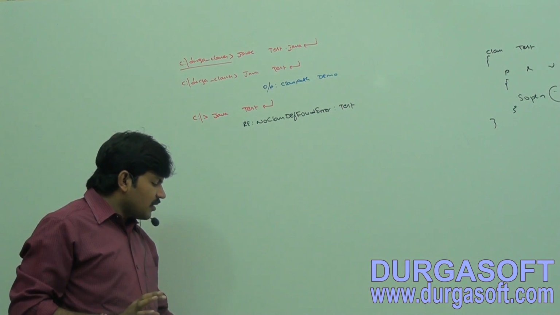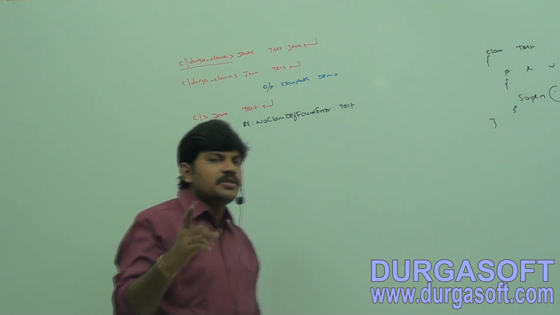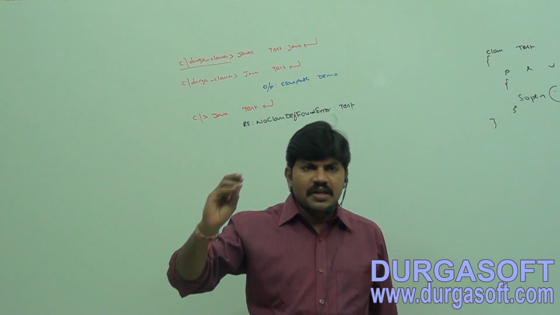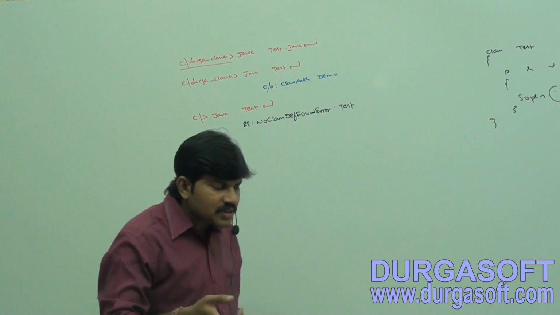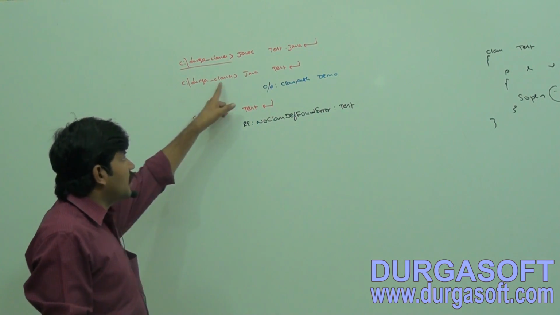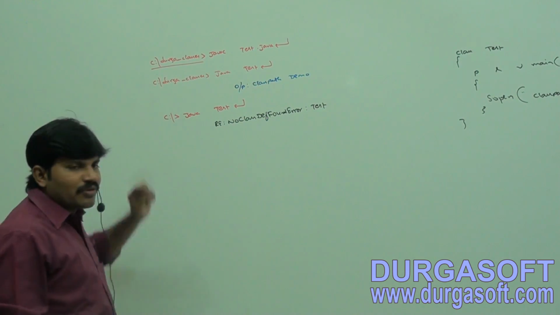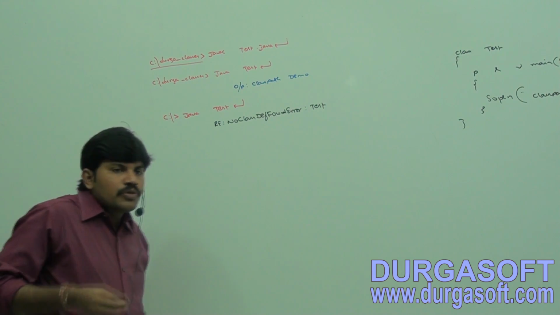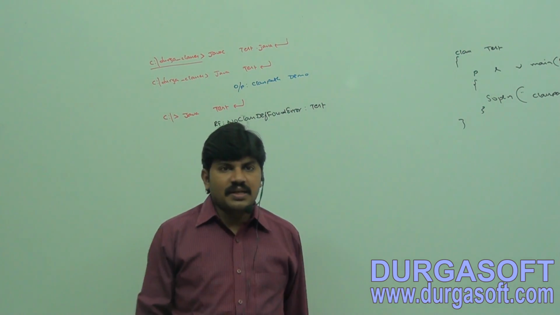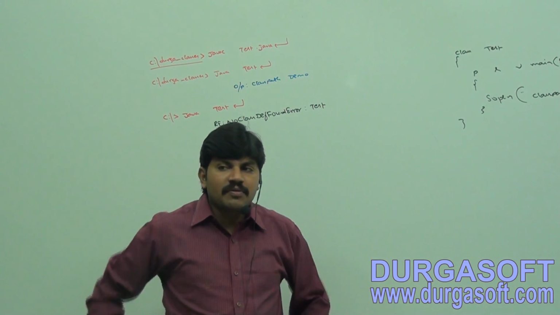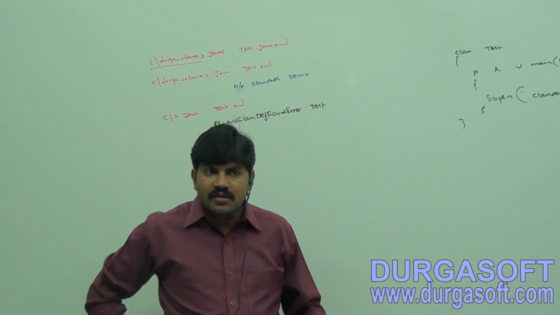Now I have to convey to the JVM: don't search in the current working directory. Can you please search in C:\Durga classes? If you require any .class file, please search in C:\Durga classes. How can you specify that? By setting the class path. By default, the JVM always searches for the required .class file where?